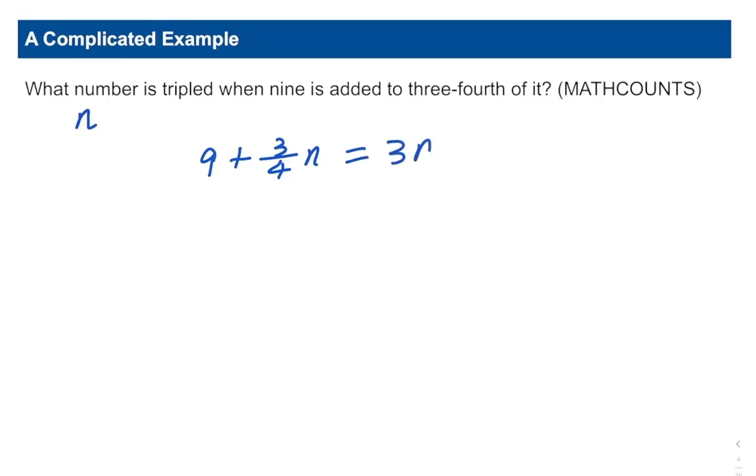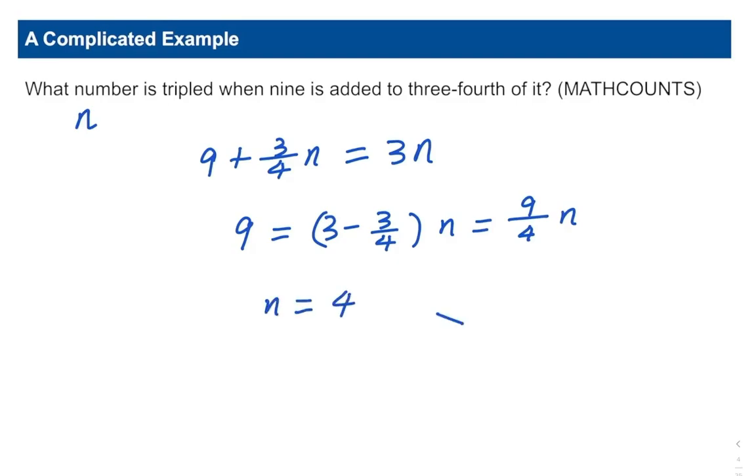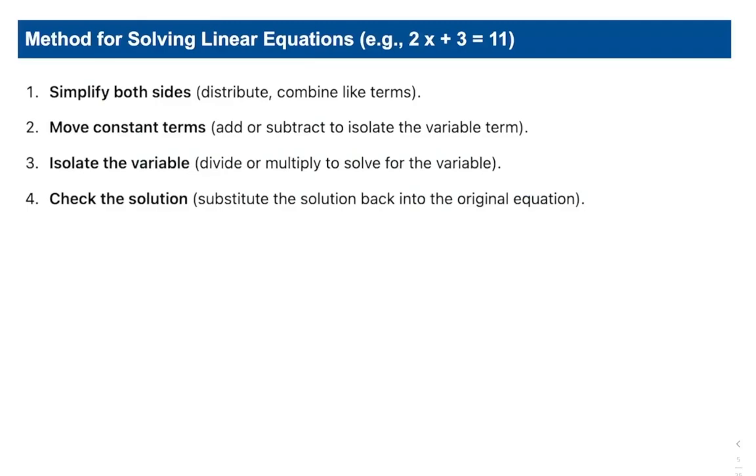So this equals 3n, right? So what is 9? 9 is 3n minus 3/4 of n, which is 9 over 4 n. So n equals 4. This is the power of using variables. We can solve more complicated problems that we cannot solve without defining variables.